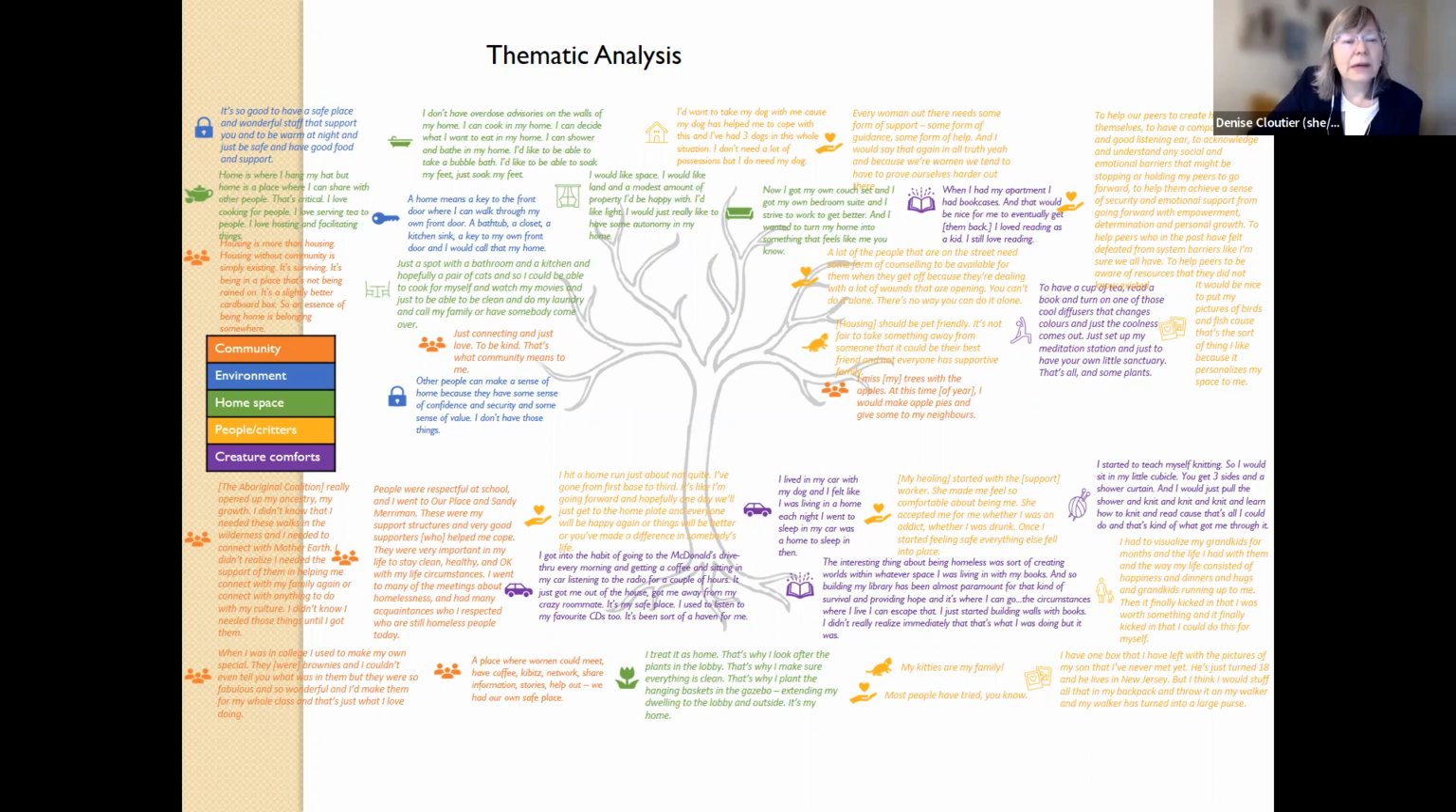And just one that I would read by this key icon says, a home means a key to the front door where I can walk through my own front door, a bathtub, a closet, a kitchen sink, a key to my own front door, and I would call that my home. Again, just thinking about qualitative research and the way that stories are so important to elevating women's experiences, to sharing them with one another, and to sharing them with service providers.